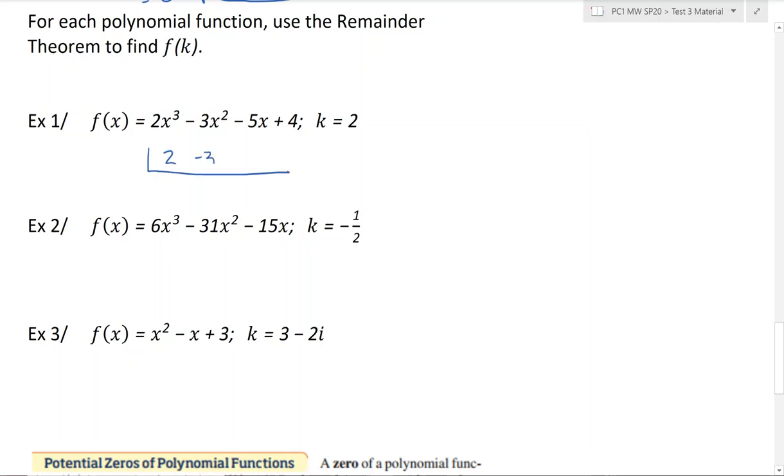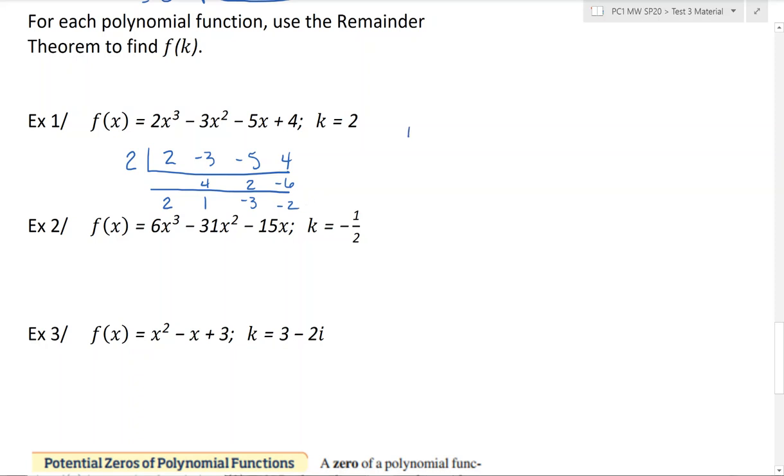So 2, -3, -5, 4, being careful to watch for negatives and there are no missing terms. Now they outright gave you a 2 here. You don't have to figure out what k is. They tell you k is 2. We'll start our synthetic division. 2, 4, 1, 2, -3, -6, -2. So this remainder, the remainder theorem says, is f of 2.